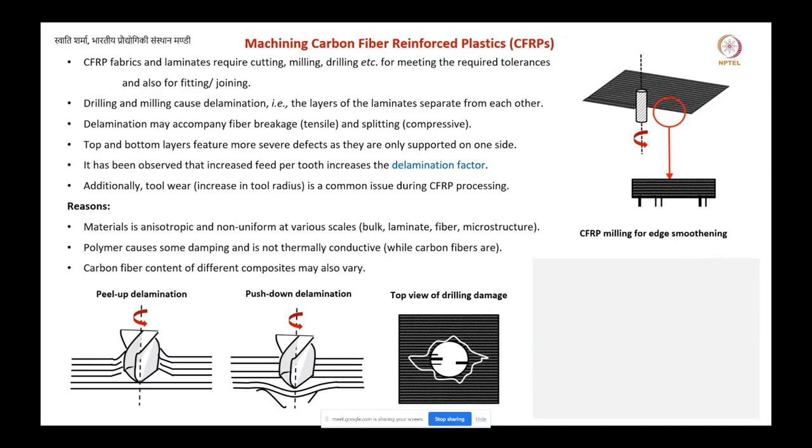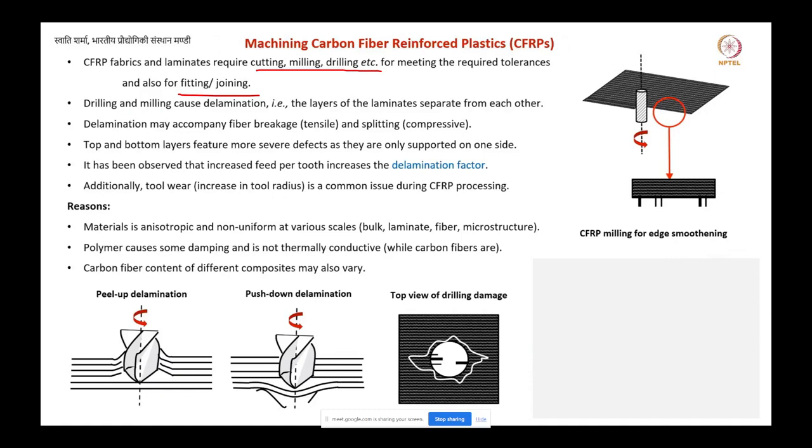So the machining of carbon fiber reinforced plastic. Here the carbon fiber laminates require, after fabrication, cutting, milling, drilling, and many machining processes for meeting the required tolerance and also for fitting and joining. Now the drilling and milling cause delamination, that is, the layers of the laminate separate from each other.